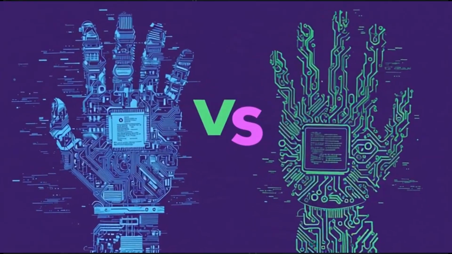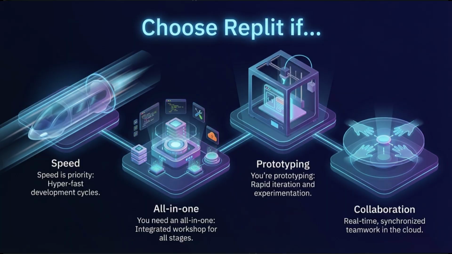So here's the bottom line. You should pick Replit if speed is what you care about most. If you want to build and launch a new product idea in a single day, if you're just learning to code and hate all the setup headaches, or if you just love the idea of one tool that takes you from a prompt to a live website, Replit is your AI factory. It's for people who want to build an app faster.